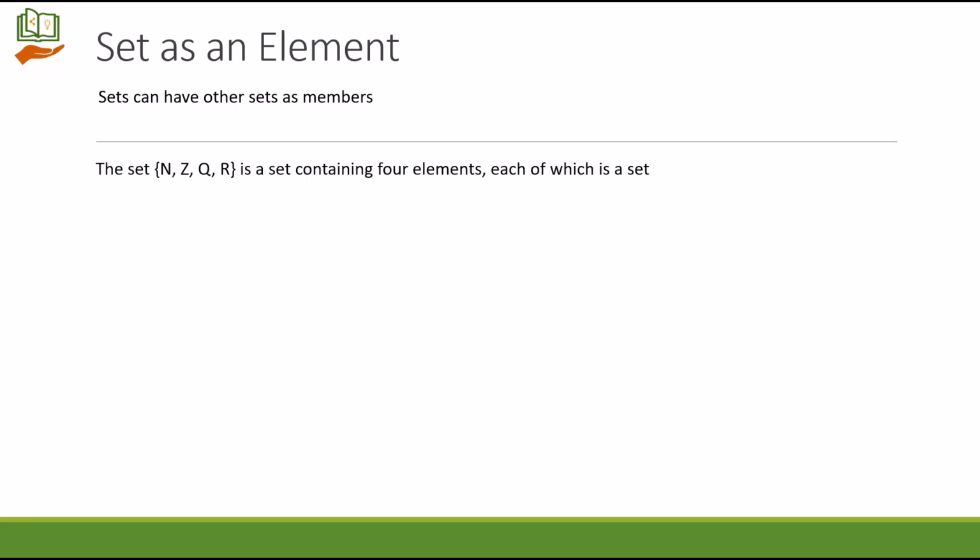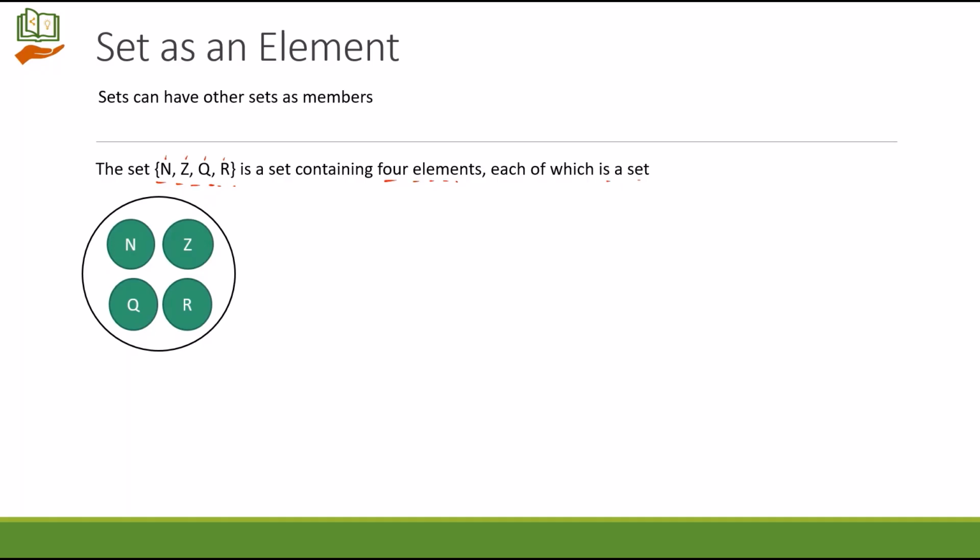Let's take an example. This set has 4 other sets inside: N, Z, Q, R. What are they actually? Non-negative numbers, integers, rational numbers and real numbers. This is a set containing 4 elements where each of them is a set again. So let's take the set diagram here. Inside that we have 4 sets. So each element is in turn a set.